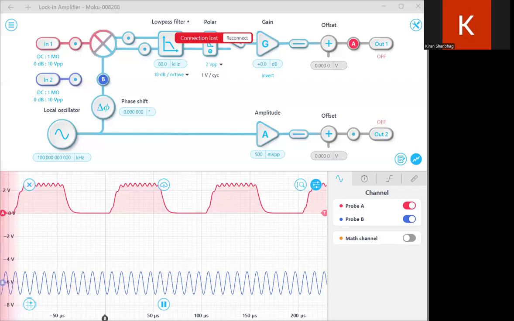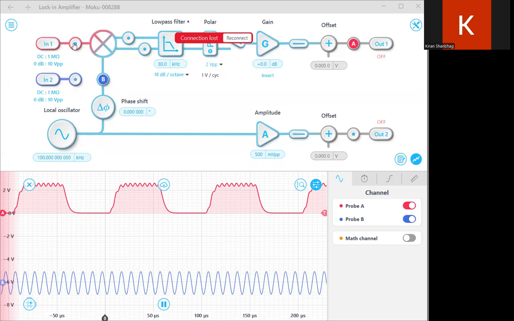So here now about Moku being used for demodulation. What we are using here is the lock-in amplifier of the second Moku. What we have to do is, you remember from the earlier Moku one, we had connected two inputs to the out one and out two.